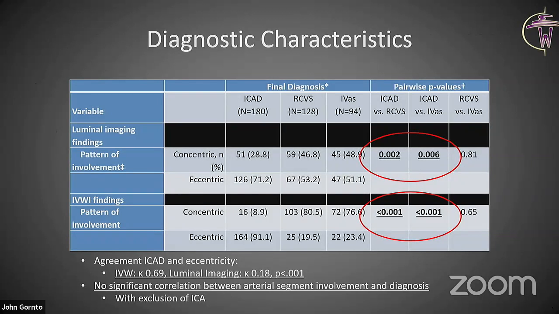In addition, we generally say atherosclerosis involves proximal arteries, while vasculitis and RCVS involve peripheral arteries, and we found that relationship didn't really stand up when you looked beyond the ICA. So MCA, M1, M2, M3, A1, you look at arteries beyond the ICA, and there really isn't much correlation in terms of pattern.